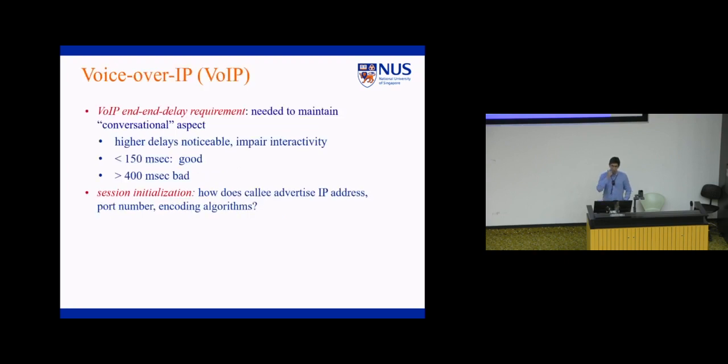So first of all, we have a very strict end-to-end delay requirement. Otherwise, we cannot maintain the conversational aspect of the voice of humans' interactions. So if we have delay perhaps over 400 milliseconds, it is not even acceptable. And ideally, we want about perhaps 150 millisecond delay at most.